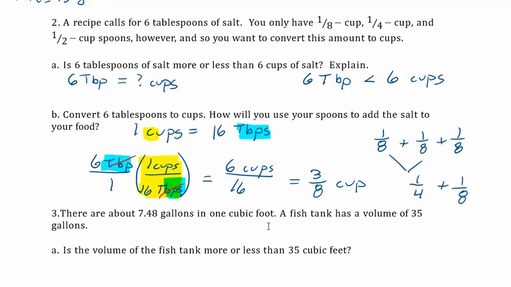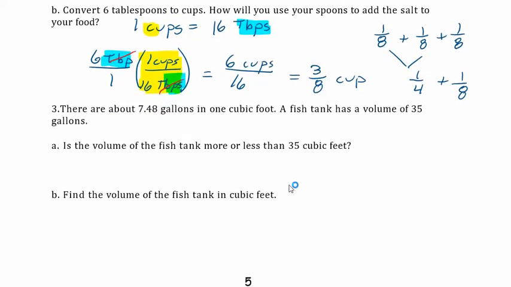Okay, let's finish up with number 3. There are about 7.48 gallons in about 1 cubic foot. So you can write cubic foot like this, or you can write it like feet to the 3rd power, cubic, and that's read, cubic foot.